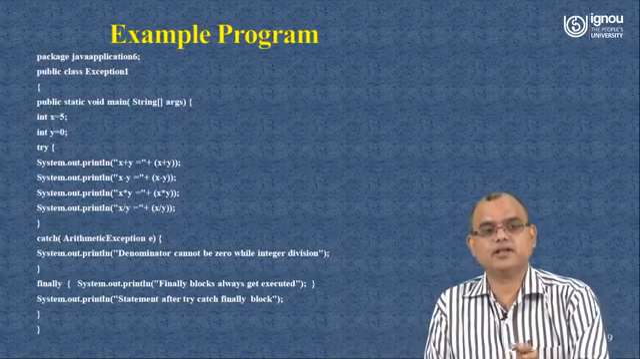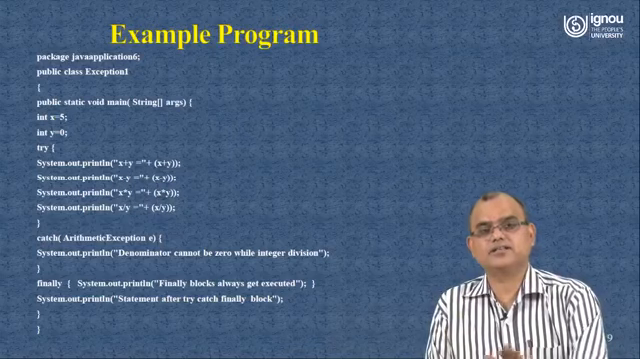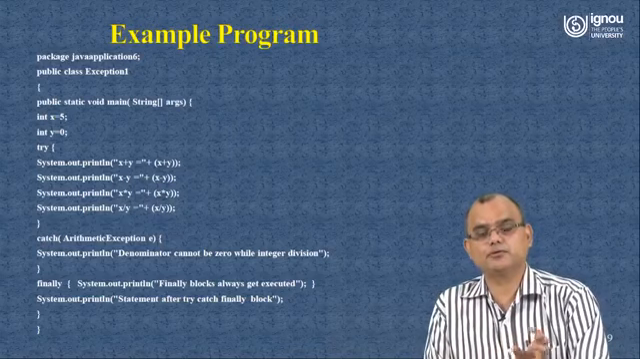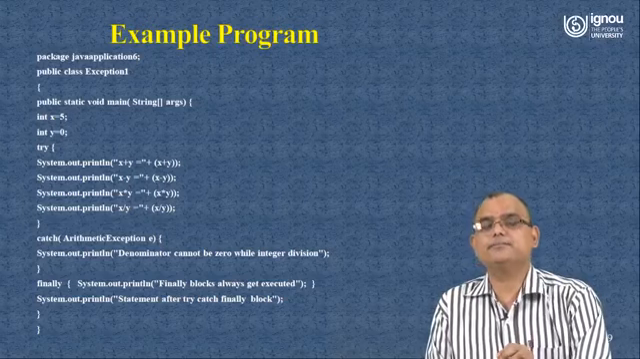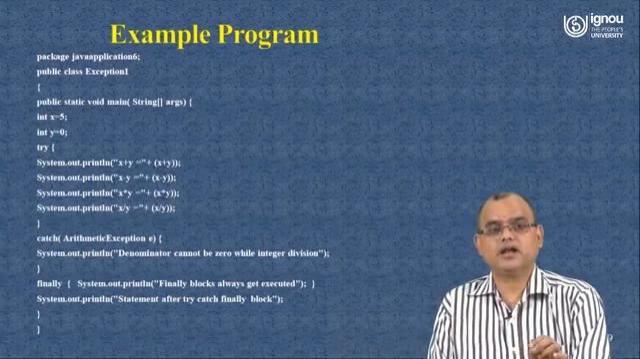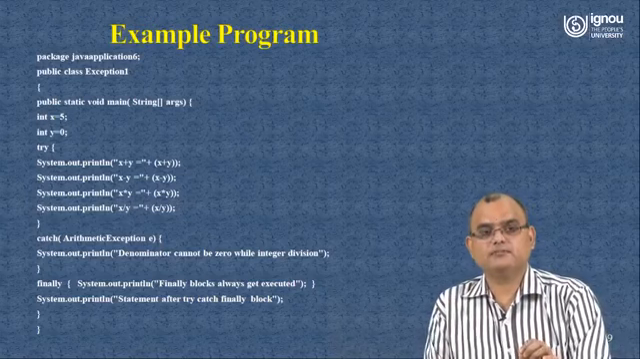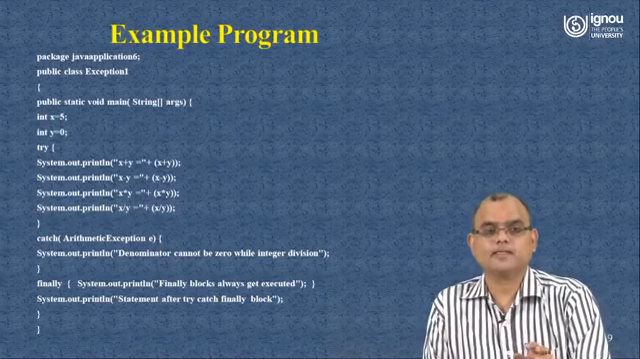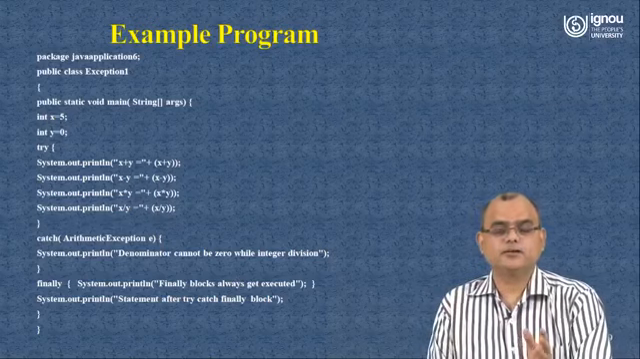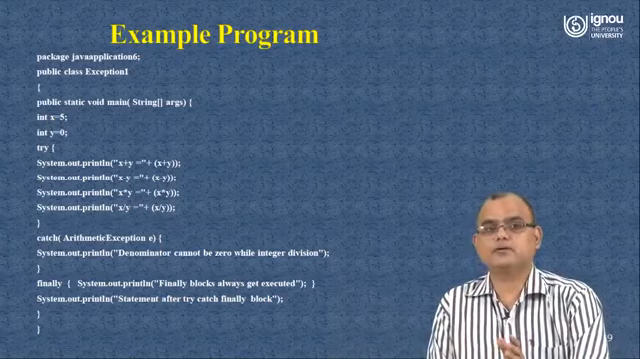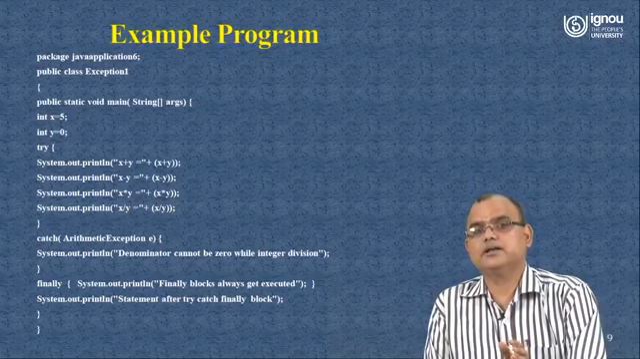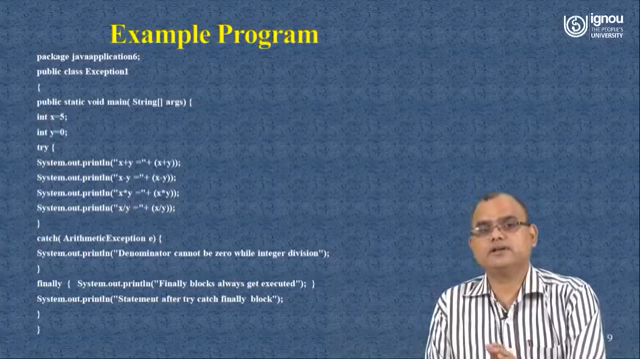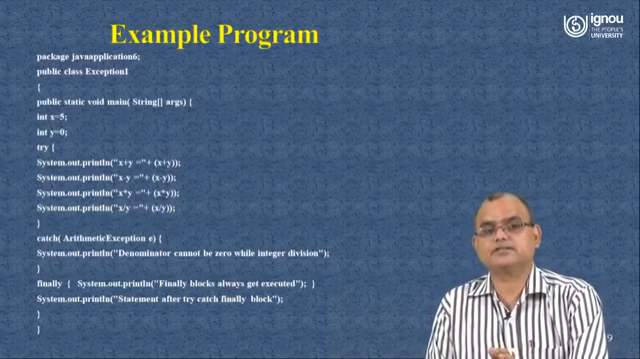If that happens, that is an exception, and that exception will be thrown by your system. That exception is called arithmetic exception. The arithmetic exception will be thrown if you are trying to divide an integer by 0. In this program you can see that you have one catch block, and that catch block is expected to get one exception of type arithmetic exception.